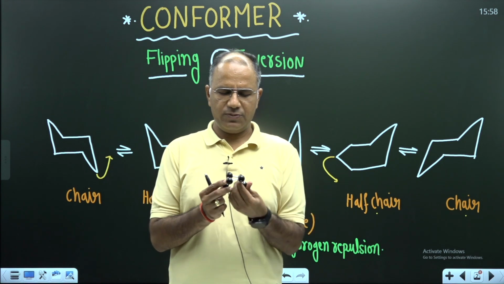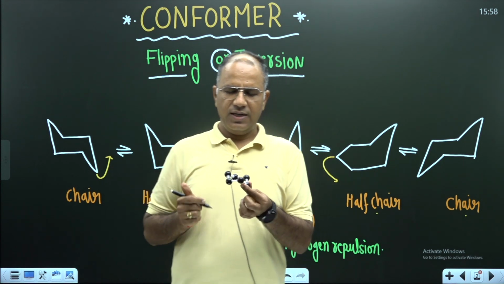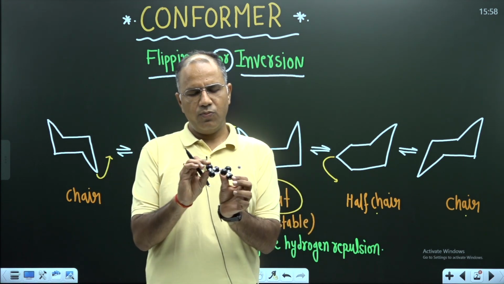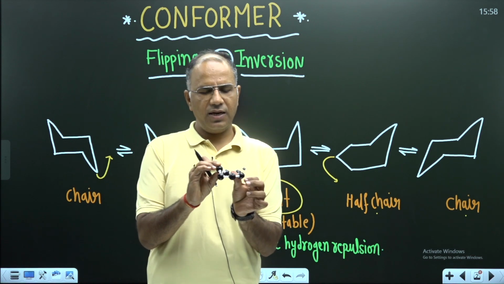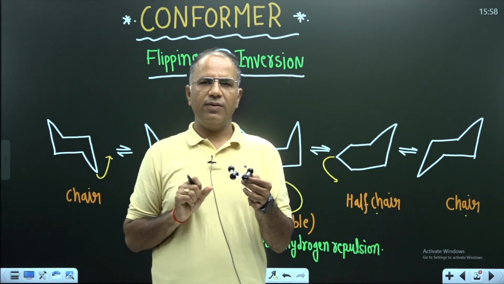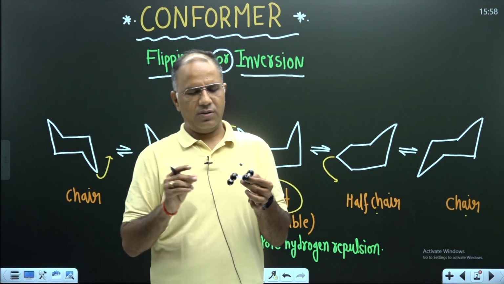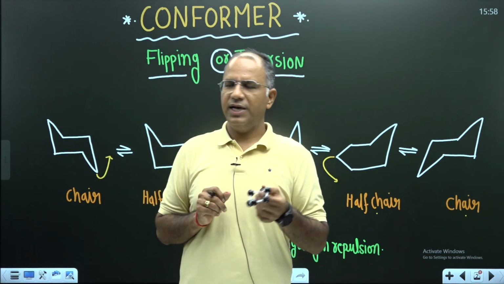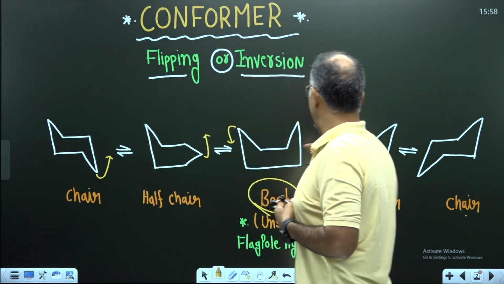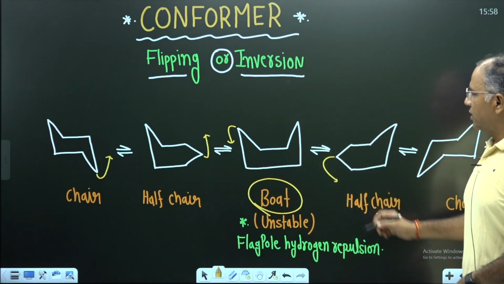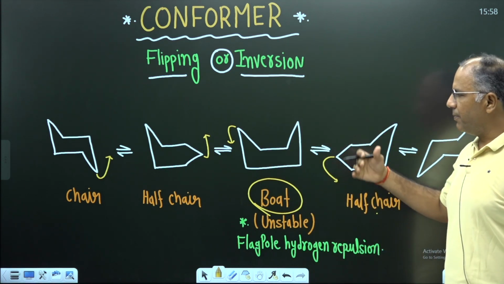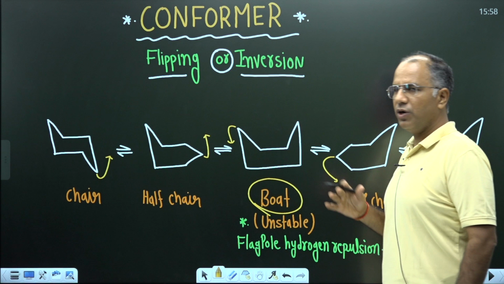Now let me explain once again. It is chair form. Pull this up, half chair, again up. This is our boat. Then pull this carbon down, down. It will convert into chair. In that way, one chair converts into another chair. Now this boat is unstable. If we compare the stability of chair and boat, boat is unstable.